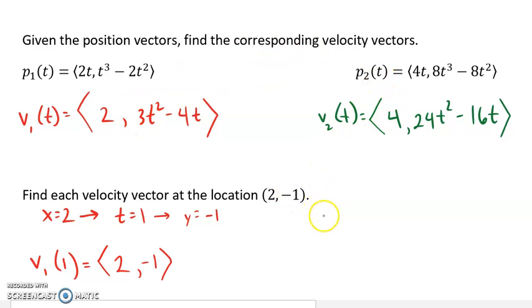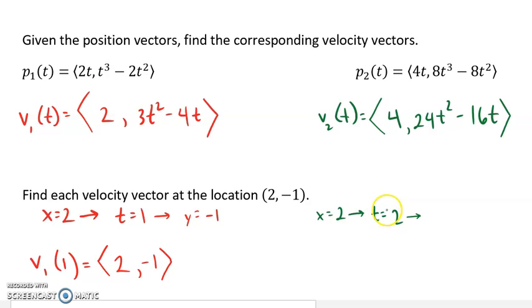But let's just, for fun, let's set x equal to 2. And actually, it's not for fun. We need this value, right? We need to figure out what the t value is. So if 4t equals 2, then t equals 2. Notice that it's a different t value to get that point, because they're not traveling to each of these points at the same time. That's the whole point of this exercise.